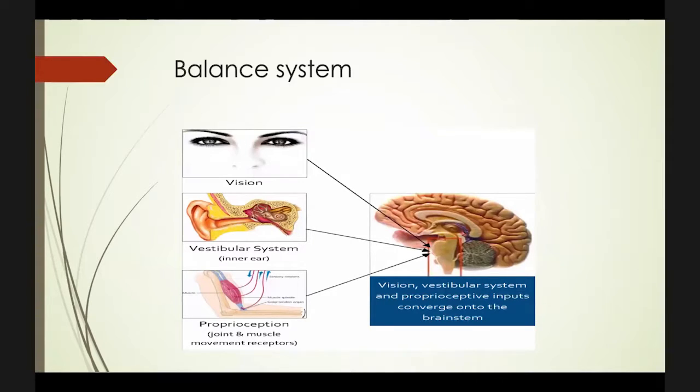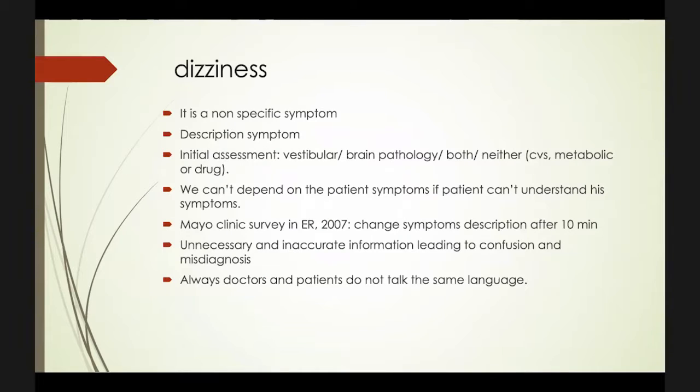Many people think that the labyrinth is the organ of balance, but this is not true. The balance system consists of the visual, vestibular, and proprioceptive systems, all integrated together with the cerebellum and the brainstem to give the sense of balance. Dizziness is a non-specific symptom. It goes under lightheadedness, unsteadiness, and disequilibrium of balance.